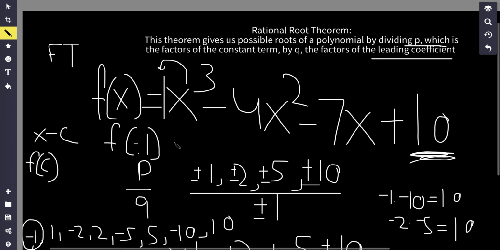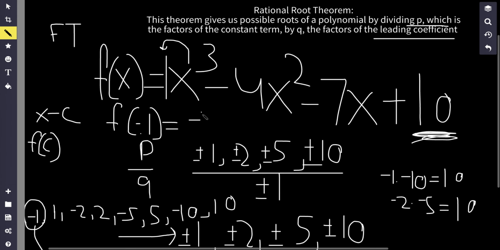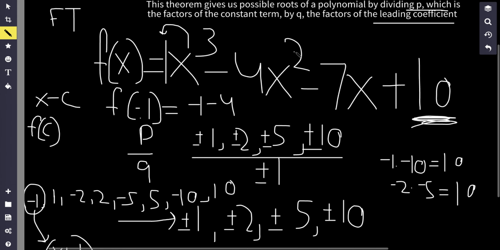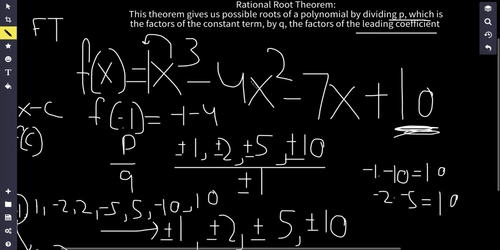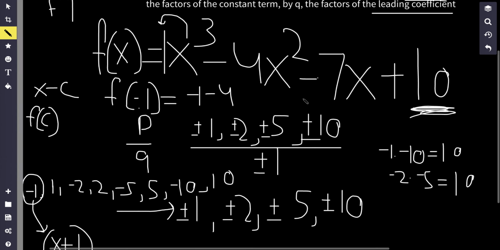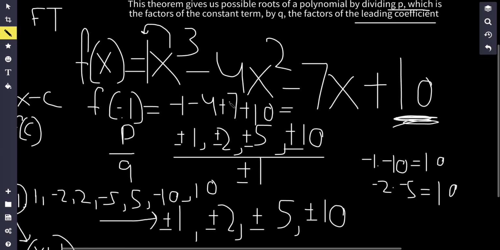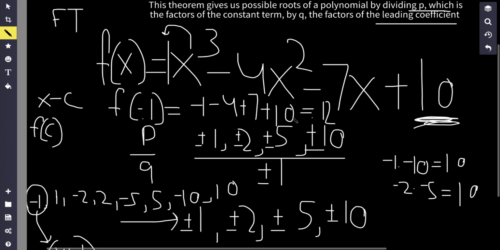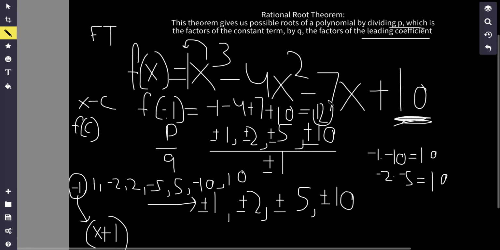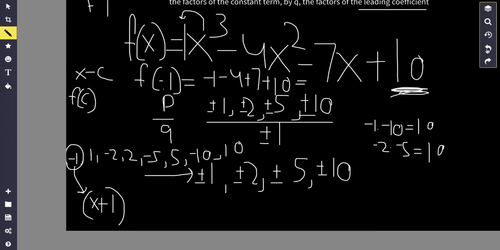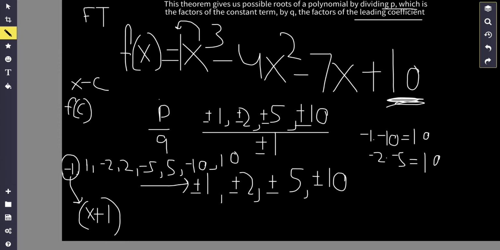is going to be -1 minus 4 times -1 squared, which is just +1, minus 7 times -1, that's +7, plus 10. And this is equal to 12. Now, because this number right over here is not equal to 0, this means that x plus 1 is not a factor of my polynomial.